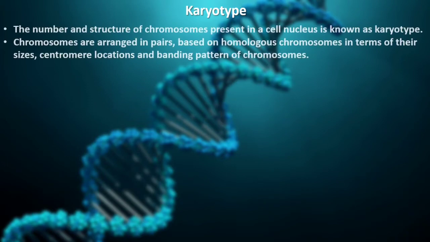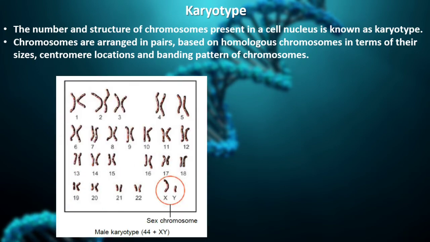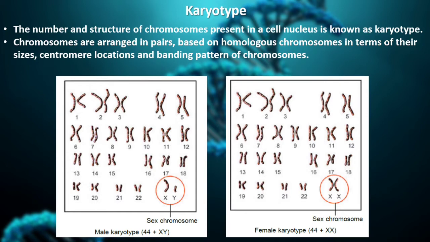So this is the karyotype, which is the number and the structure of chromosomes present in a cell nucleus. The karyotype is the arrangement of chromosomes in pairs based on the homologous chromosomes in terms of their size, centromere location and banding pattern of a chromosome. So this is the male karyotype, the arrangement of homologous chromosomes based on their size, centromere location and banding pattern. And this is the female karyotype.